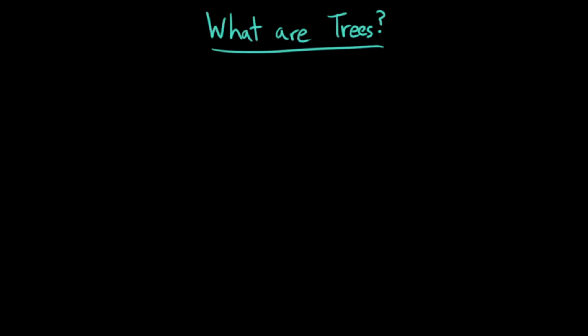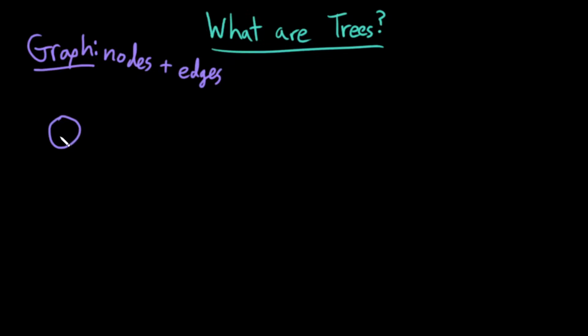In computer science, we'll often hear the term tree be used. But what exactly is a tree? To talk about trees, we have to first talk about what are called graphs. So a graph, it's a collection of nodes plus edges.